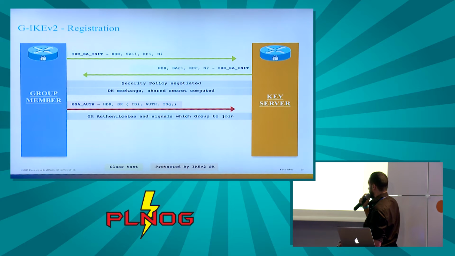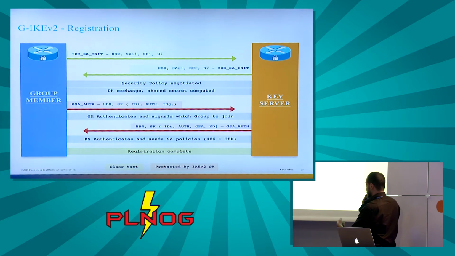Then we use the GSA_AUTH exchange, where the group member will authenticate itself to the key server and send the ID of the group it wants to join. Then the key server will reply with the keys and the policies and authenticate itself. This previously was done in 6 messages. Any questions so far?